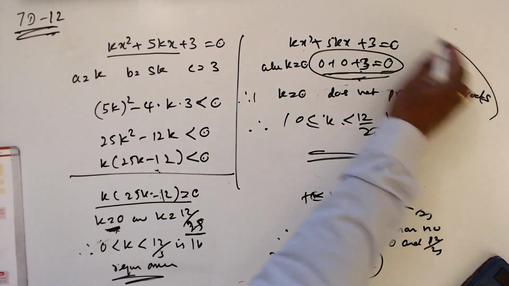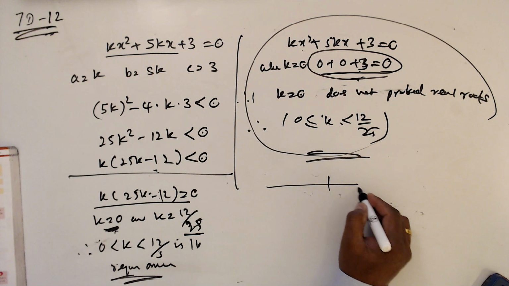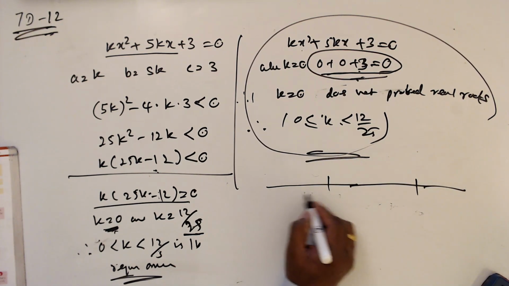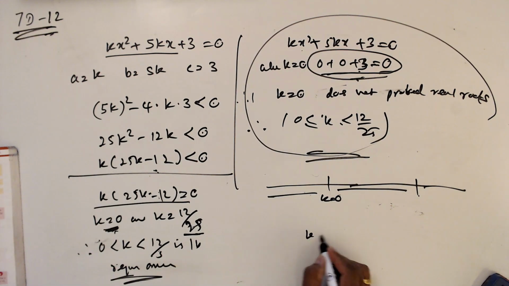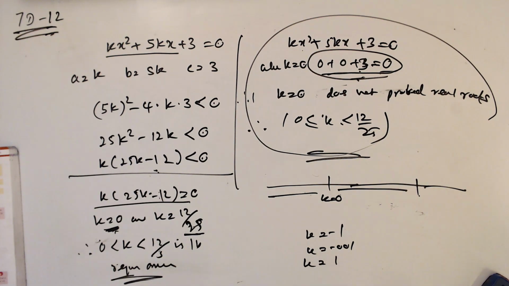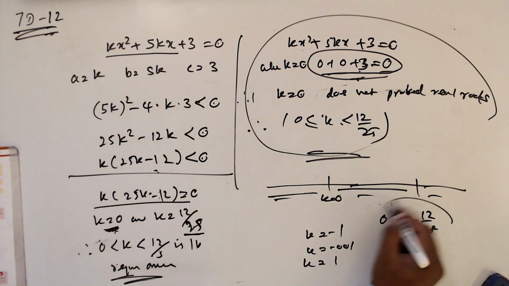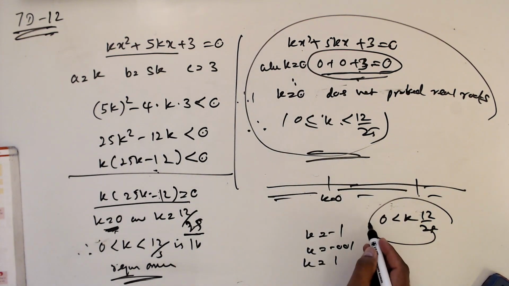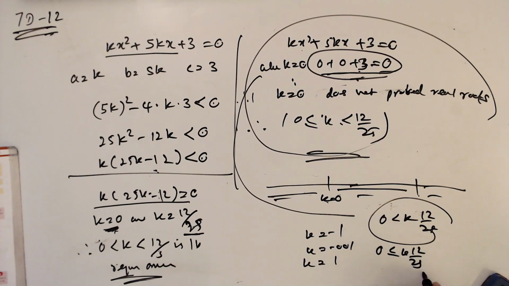In my previous discussion, I brought it to a number line, with this less than, this k equals 0, and this in between. So I checked, I remember, minus 1, k equals 0.001, and k equals 1. We checked these and then came to a conclusion 0 < k < 12/25. Then you have to check k equals 0 again, and then come to a conclusion like this.